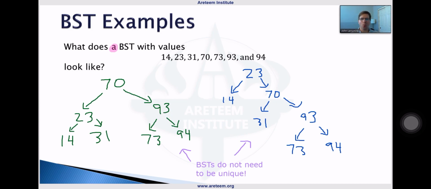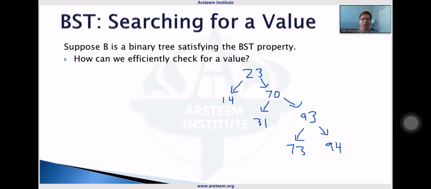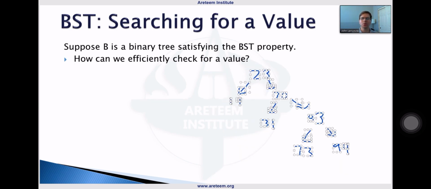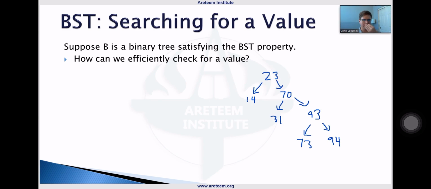So let me keep one of these around for a second. Let me keep the blue one around. It doesn't really matter which, but the blue one will fit better with my next slide, I think, anyway. So suppose we have a binary search tree. Remember, these things aren't necessarily unique. So as long as we have a binary search tree, we want to ask ourselves, can we use that to our advantage for efficiently checking for a value or efficiently searching for a value?